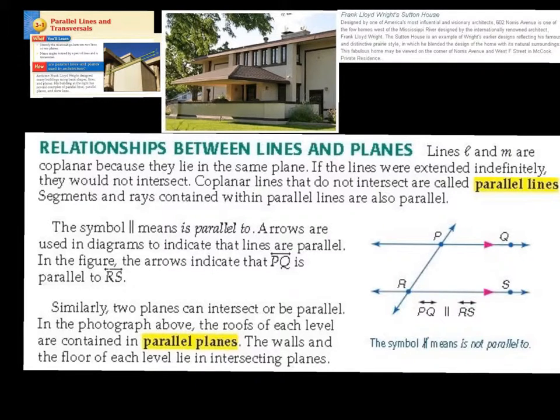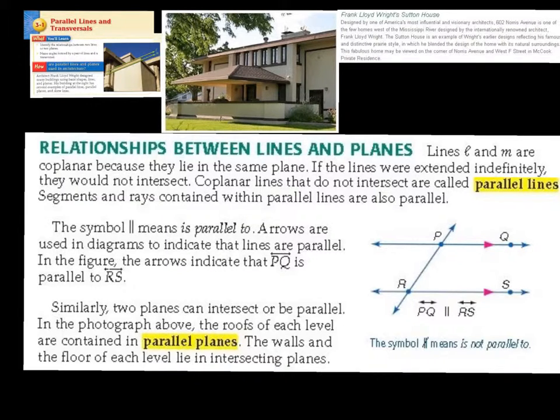Relationships between lines and planes. Lines L and M are coplanar because they lie in the same plane. If the lines were extended indefinitely, they would not intersect. Coplanar lines that do not intersect are called parallel lines. Segments and rays contained within parallel lines are also parallel.